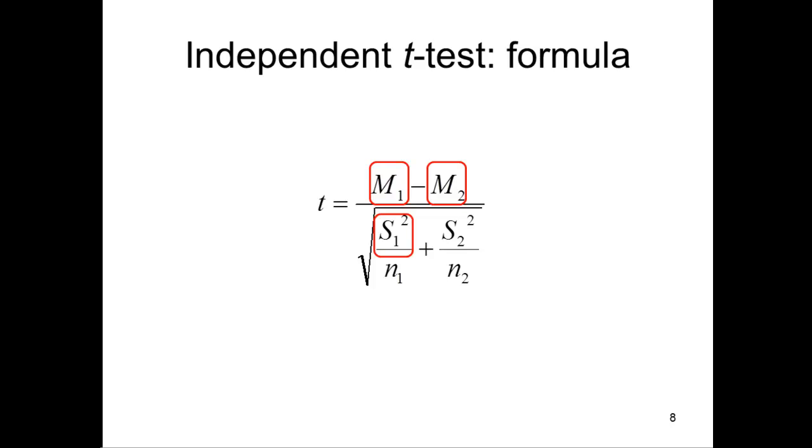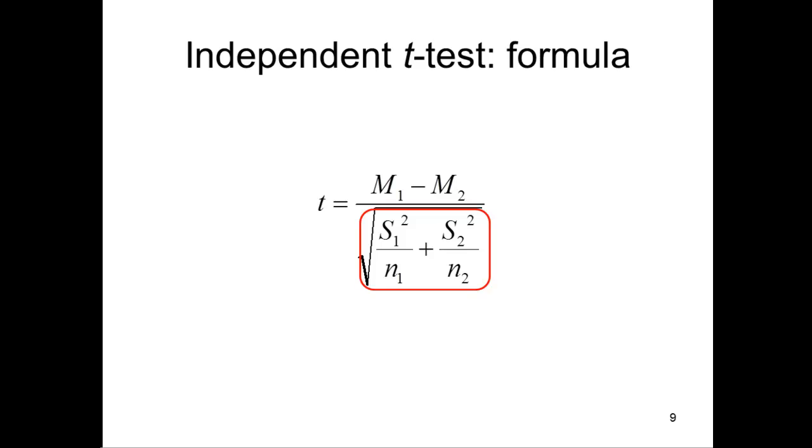And then we have the variance in the denominator of this formula: variance for the first group, variance for the second group, sample size for the first group, and sample size for the second group. And that's really all you need for the independent t-test in terms of calculating the calculated t-value.